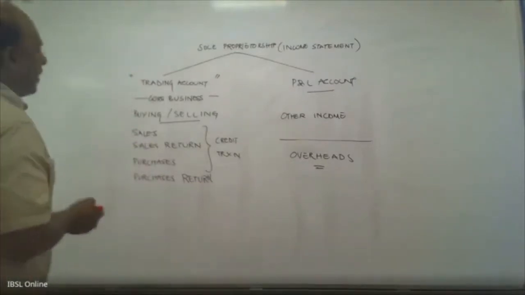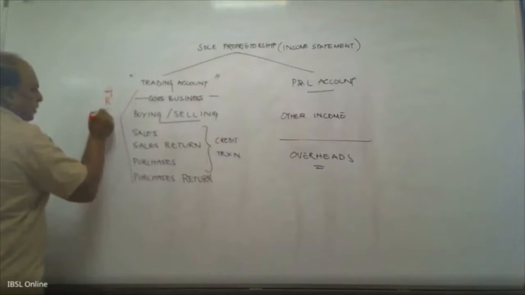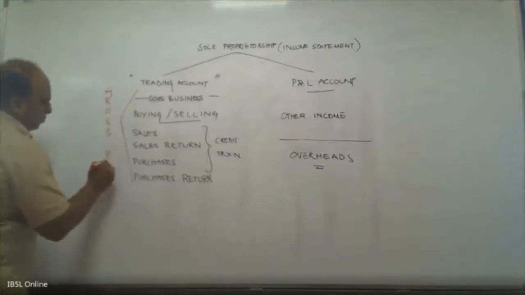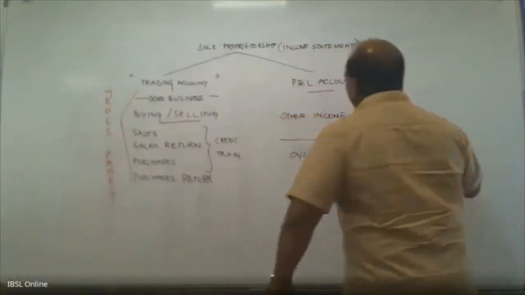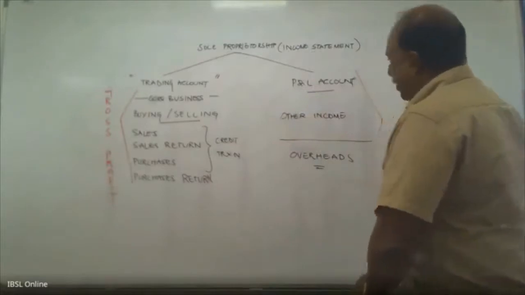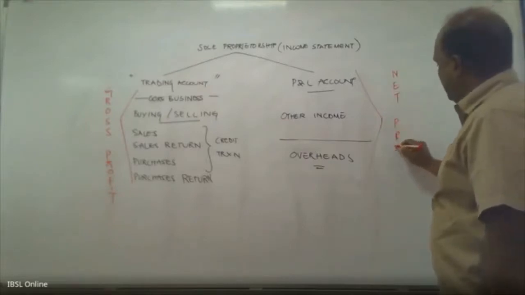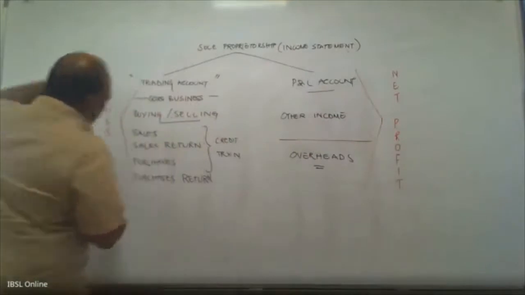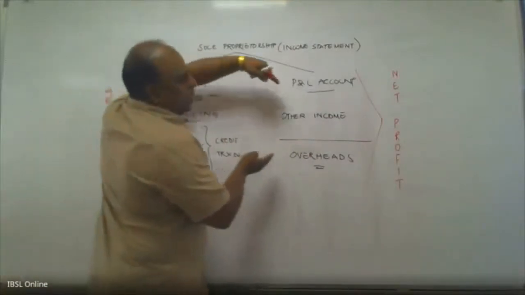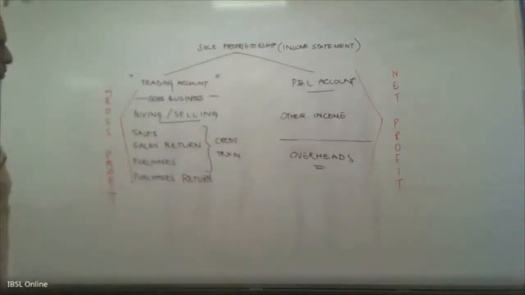The result of the trading account will give you the gross profit. The result of this will give you the net profit. So you have to be very clear. You start with the gross profit and you narrow it down to the net profit.